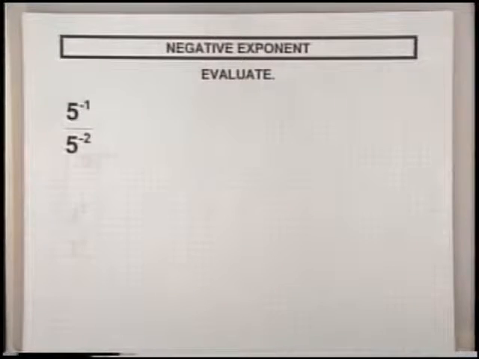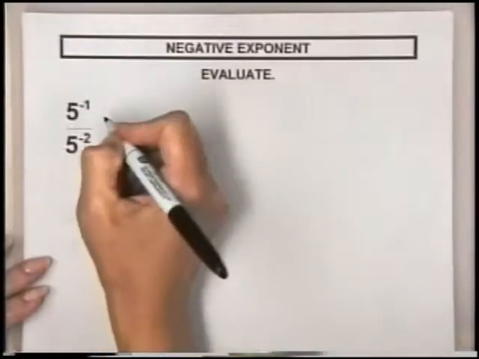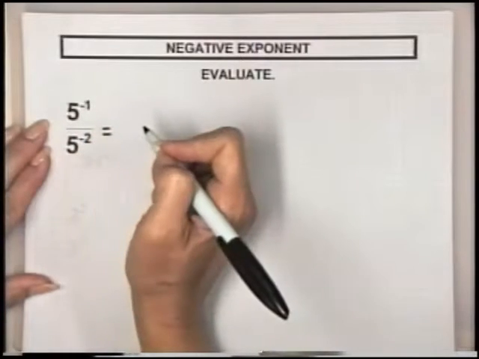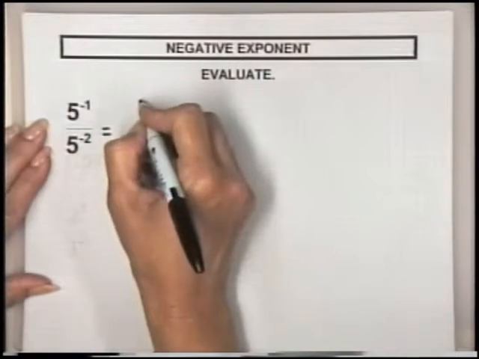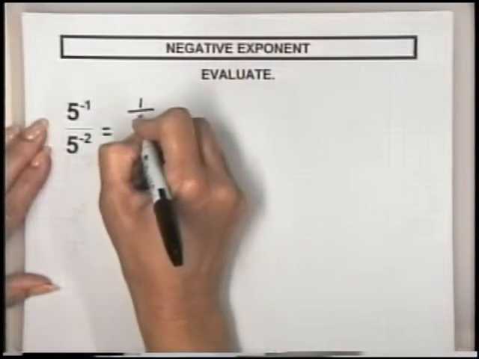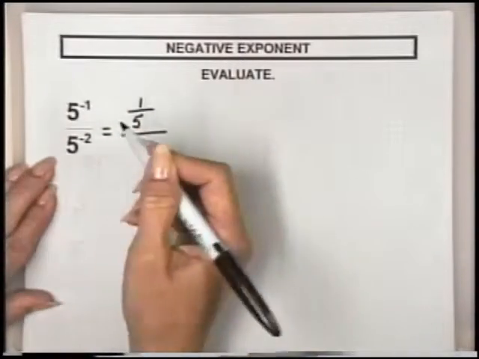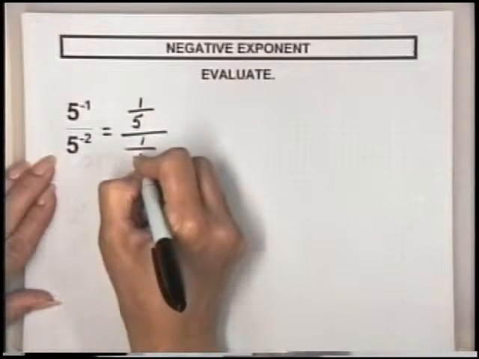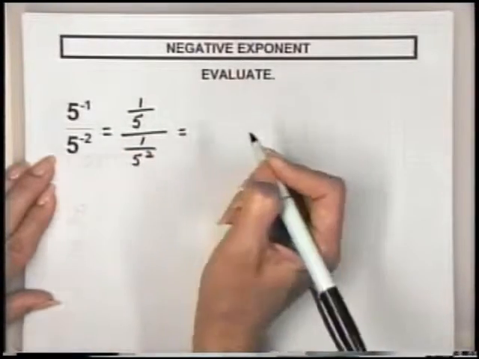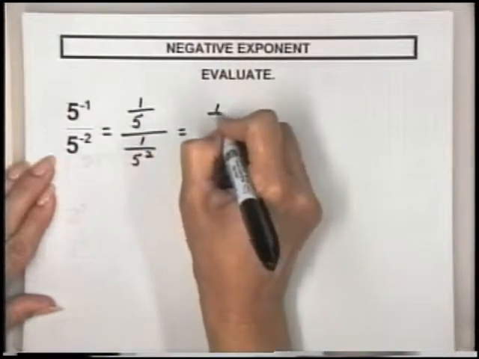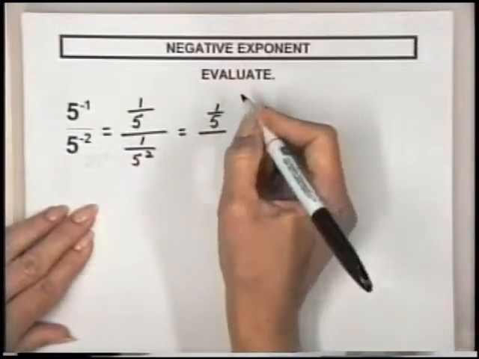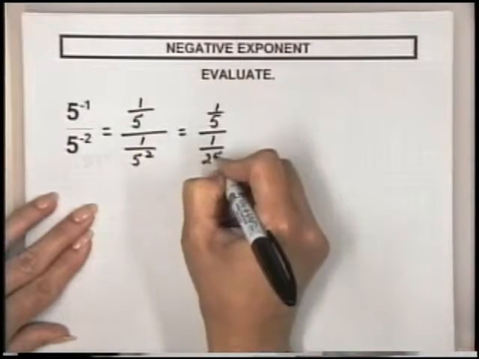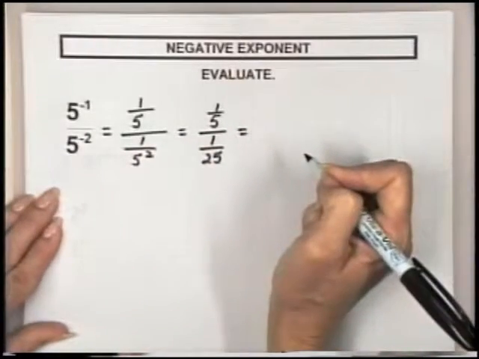Let's evaluate 5 to the negative first over 5 to the negative second. Well, for 5 to the negative first, I know that that is equal to 1 over 5 to the first. For 5 to the negative second, I know that that is equal to 1 over 5 squared. So my problem is 1/5 divided by 1 over 5 squared, which would give me 25.